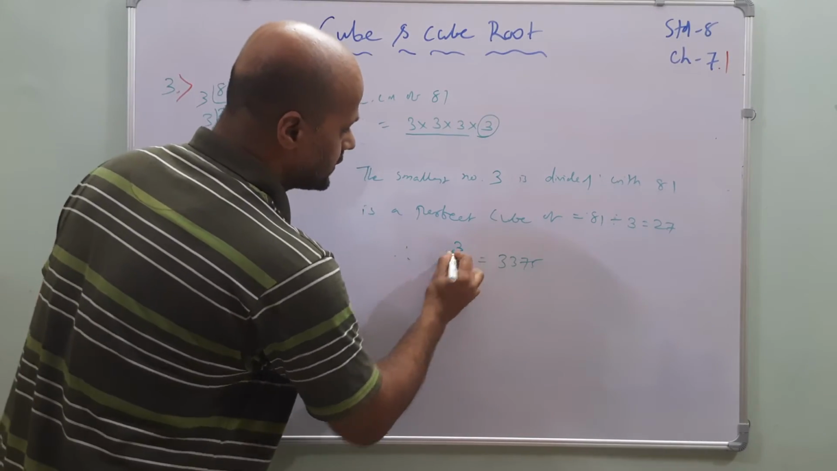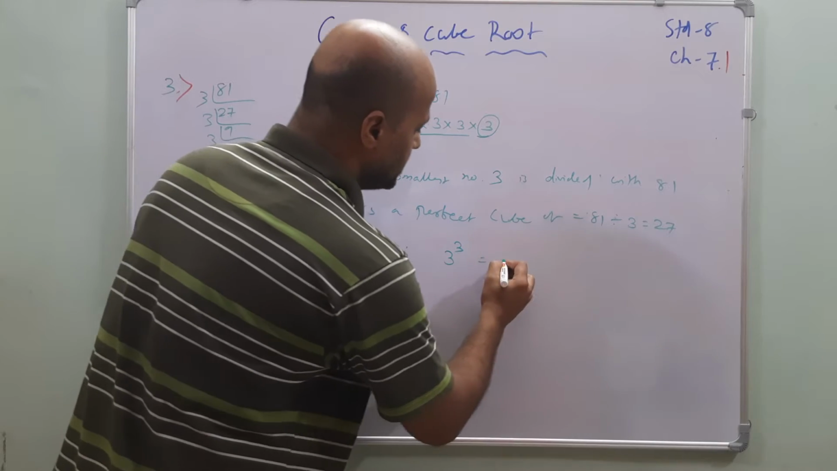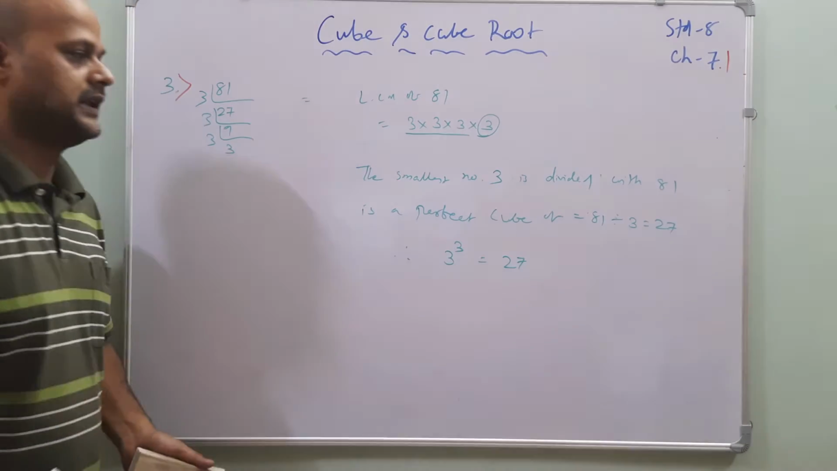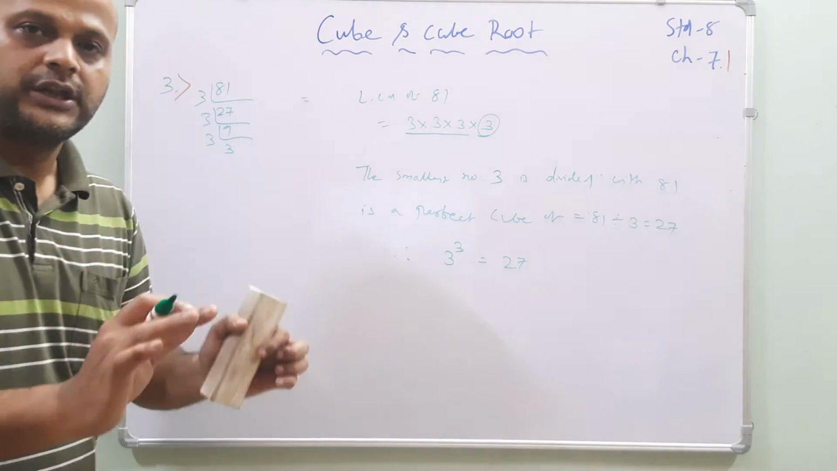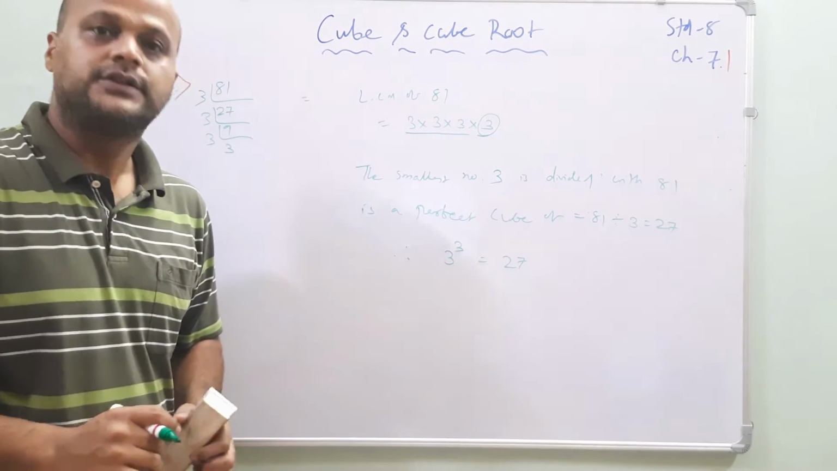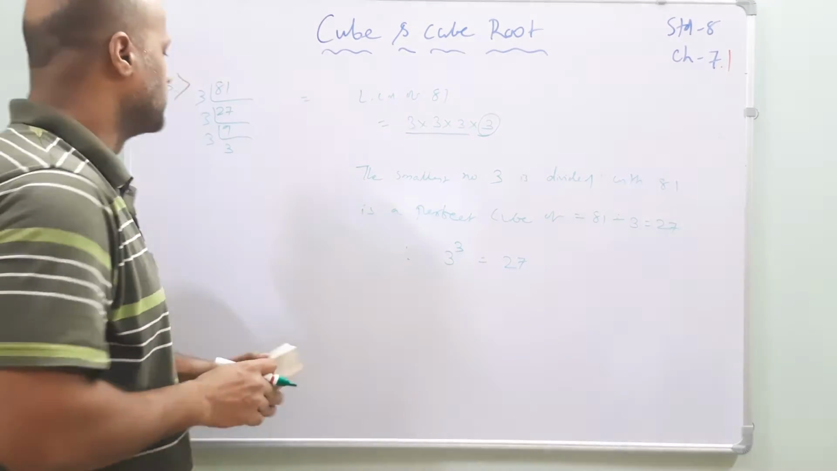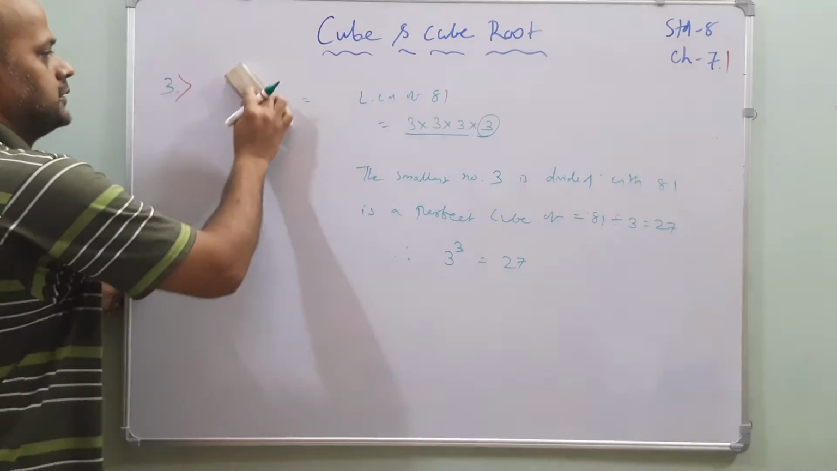So 3 to the power of 3 is equal to how much? It is 27. In this manner you have to write it. Take out means divide, and multiple means add. Understood? Shall we go for another one? Okay, go for it. What is the next question?